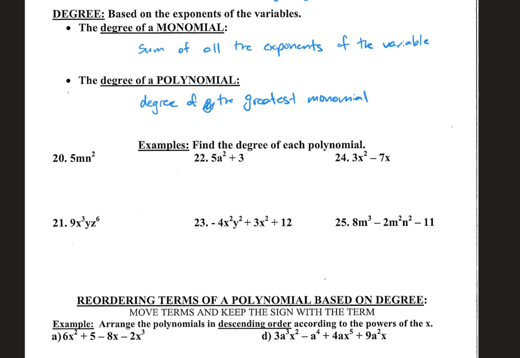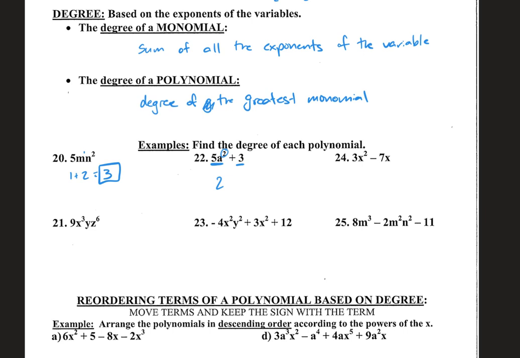So for 20, that is a monomial. So I'm going to add up all the powers of my variables. So that's going to be 1 plus 2, which is a very obvious 3. The degree of this monomial is a 3. But when I go over to 22, it is a polynomial. So I'm going to ignore this one back here and just look right at this first term. Okay, the degree is 2, therefore my degree is 2.